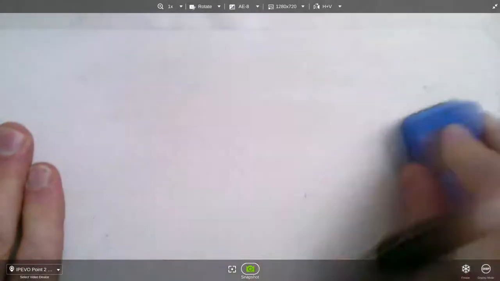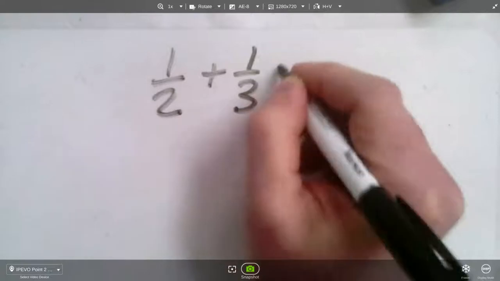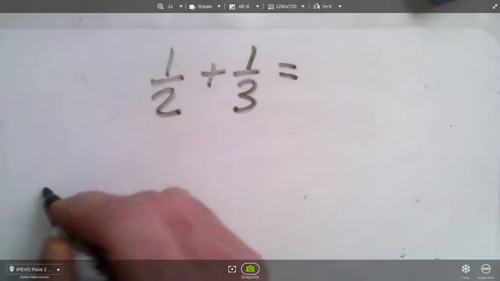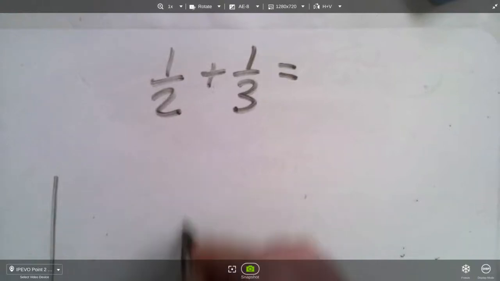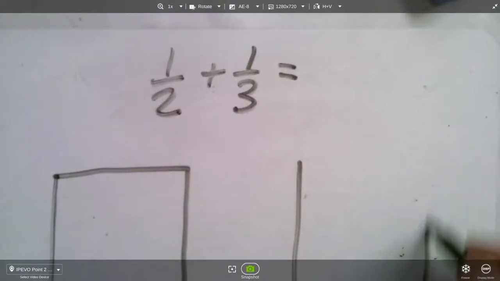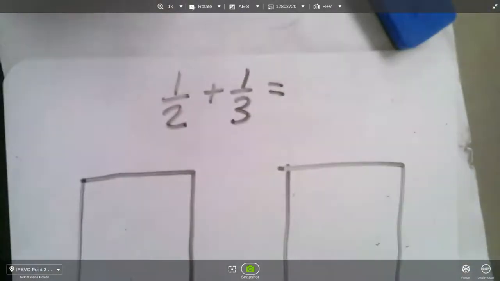So let's see what that looks like with fractions, okay? So let's say I wanted to add 1/2 plus 1/3. Different units. So I have to make a common unit. So here's what we're going to do. And I want you on a piece of paper or your whiteboard or wherever you can to draw 2 boxes. Let me zoom this out a little bit, make it easier to see.